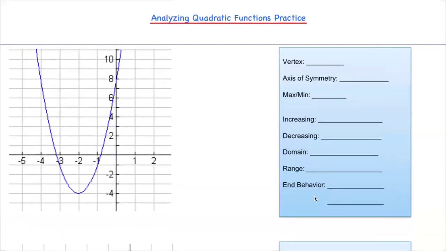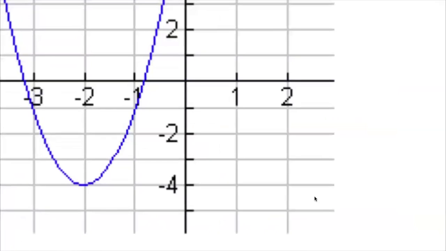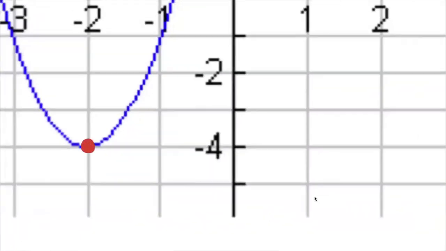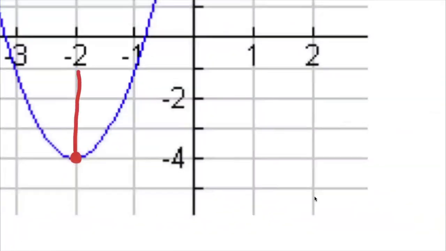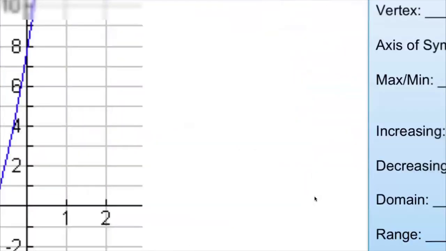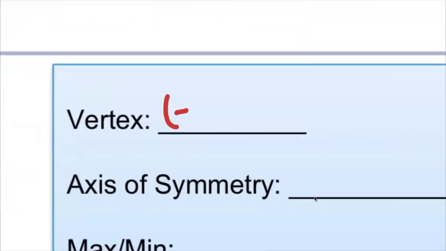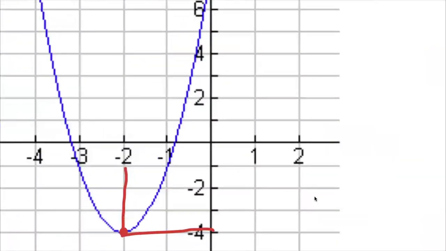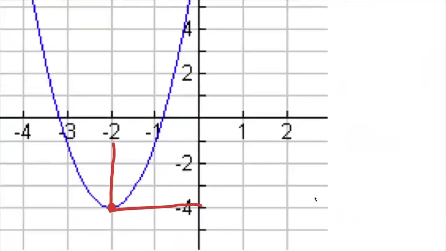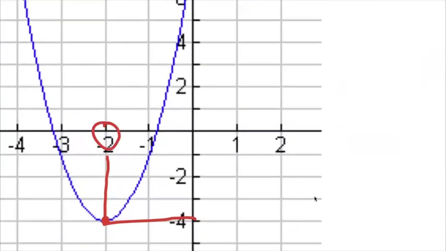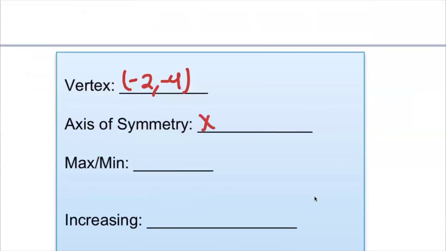So the first thing it asks us for is our vertex. When we're looking for a vertex, it's either the highest or the lowest point of the parabola. Here we can see we have a minimum and it's our lowest point right here, and that is -2, -4. So we're going to put -2, -4. And when we're asked for axis of symmetry, it's always going to be the x value of the vertex. So -2. And you always have to put x equals whatever the x value of your vertex is.